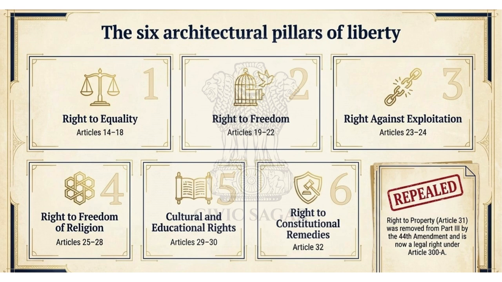But wait, why did we skip Article 31? Originally, there was a seventh pillar, the right to property under Article 31. However, it was completely removed from Part 3 by the 44th Amendment. Today, it is no longer a fundamental right, it is purely a legal right under Article 300A.